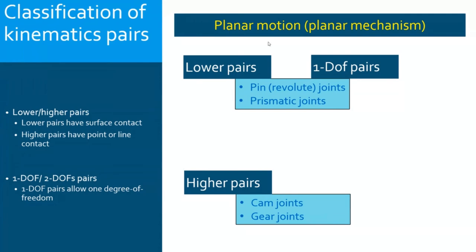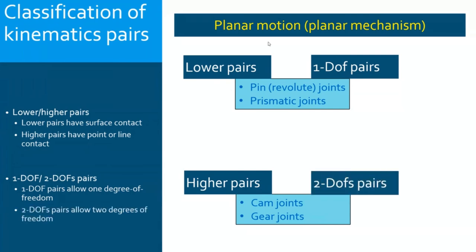The classification of lower and higher is different from the classification depending on the degree of freedom. Now, if you focus on the pairs that have two degrees of freedom, again we will find the higher pairs, the cams and gears. So in planar motion we can a little bit confuse lower and one degree of freedom pairs, and higher pairs and two degree of freedom pairs. This is only possible for planar motion. It's not true for three-dimensional motion.